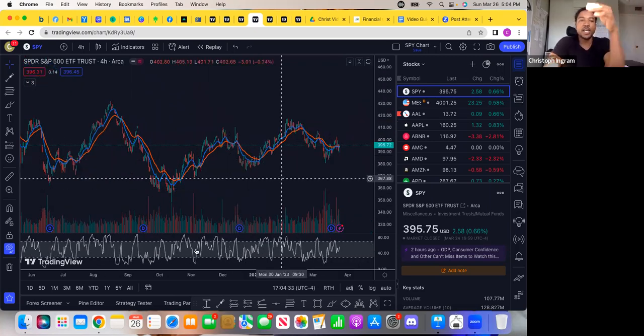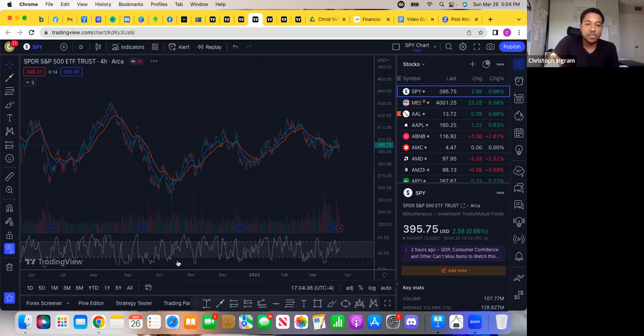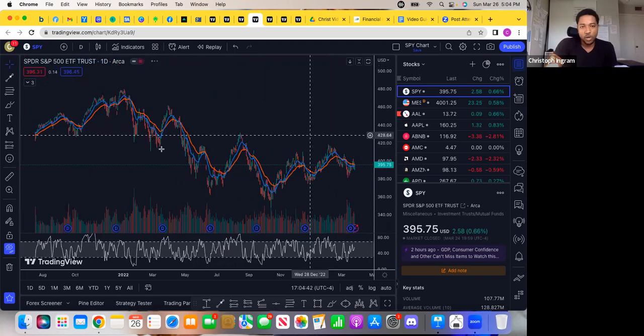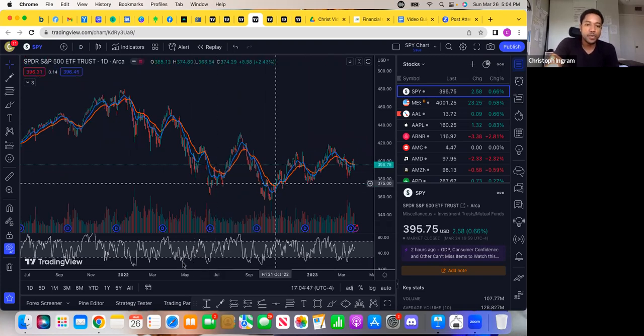Higher high, higher low, higher high, higher low. But the overall trend, when you come onto the daily, is going to show you that the S&P 500 and the overall trend of the market, the stock market, is down. Lower low, lower high, lower low, lower high, lower low, lower high, lower low, right?